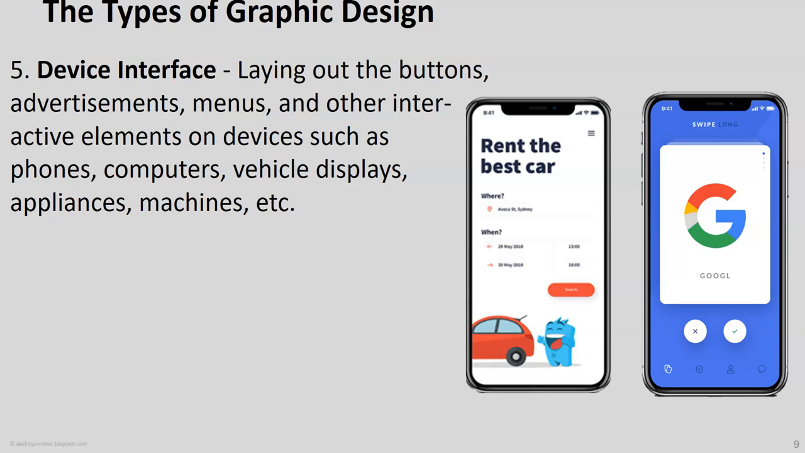Another type is device interface. And so what that means is it's a fancy way of saying that we're going to put our graphic design into an app. I want you to be able to see it on computers and phones and iPads. I want it to look uniform across the board or whatever it is. Device interface just means I made decisions about how I want this to look online.